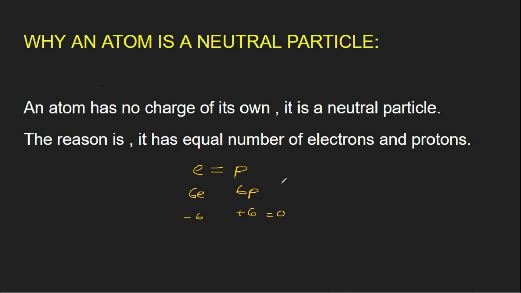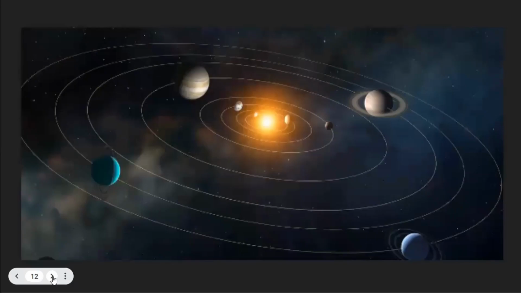So it means an atom is made up of positively charged particles and negatively charged particles, but itself, it is a neutral particle. It does not have any charge of its own. So an atom is a neutral particle. So what will be the reason for this fact? An atom is a neutral particle because it has an equal number of electrons and protons, and equal numbers of positive and negatively charged particles cancel each other's effect. So the total charge is 0.